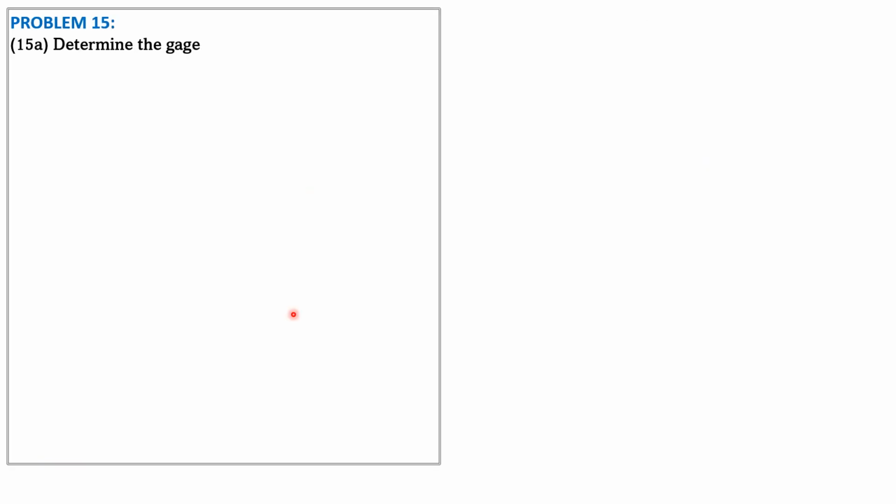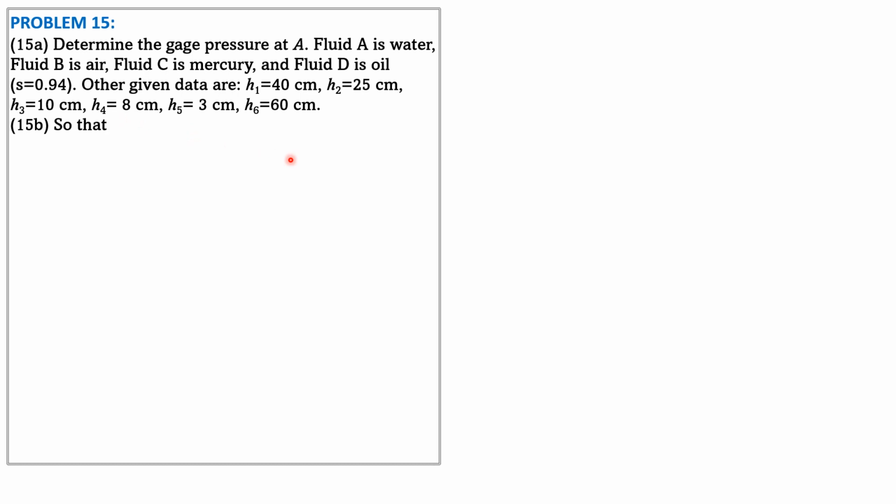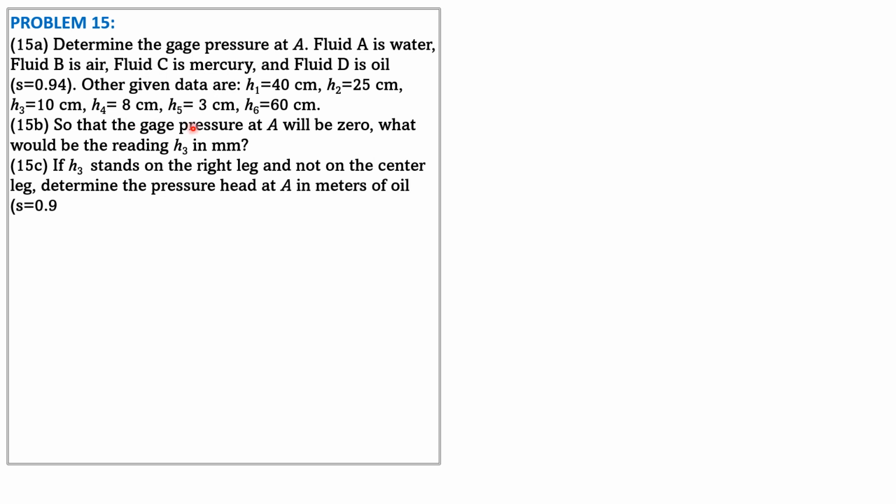Problem 15, Part A: determine the gauge pressure at A. Fluid A is water, fluid B is air, fluid C is mercury, and fluid D is oil of specific gravity 0.94. Other given data are H1 = 40 cm, H2 = 25 cm, H3 = 10 cm, H4 = 8 cm, H5 = 3 cm, H6 = 60 cm.